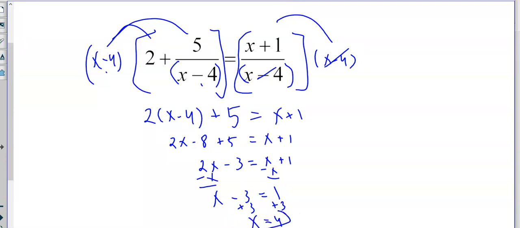x equals 4. So you'd be very tempted to circle that and think, oh, I got it, right? But here's the problem. If you were to plug this back in, and I'm not so worried about the numerators, I'm always worried about the denominator. So if you plug that back into the denominator, 4 minus 4 is 0. You can't divide by 0. Same thing over here. So 4 minus 4 is 0. Can't divide by 0. So this is not a real solution. It's called an extraneous solution.